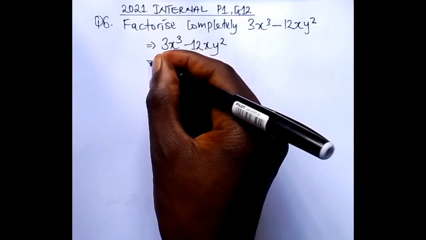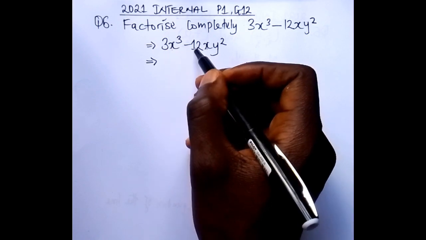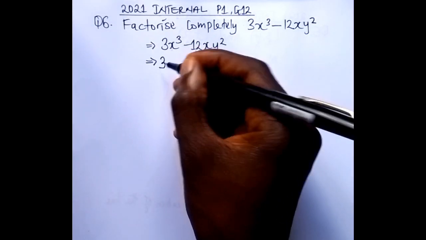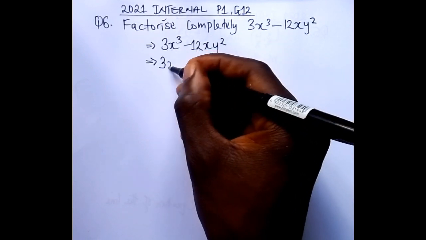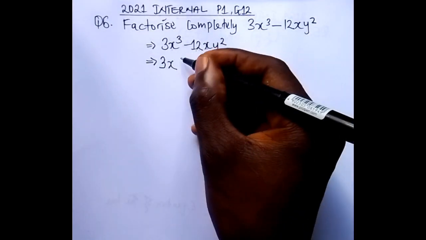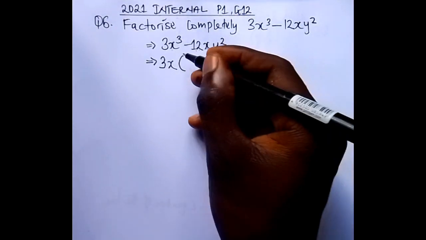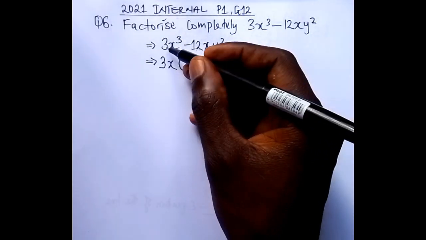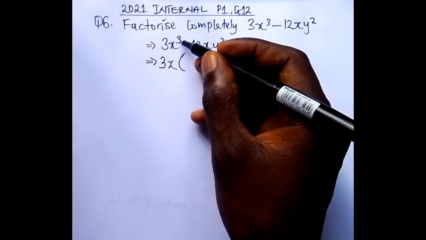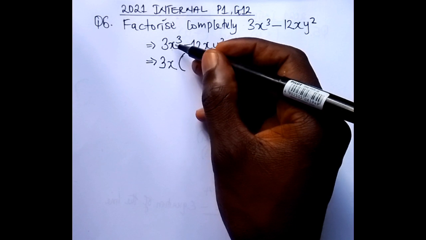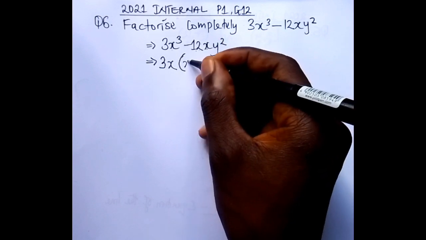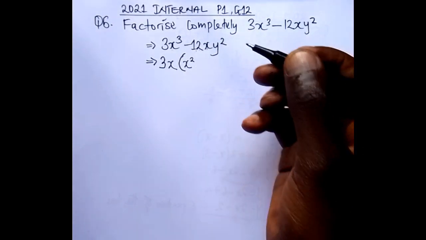So to factor out, for the numbers, we said 3 is common, so we factor out 3. And for the letters or variables, x is common, so we factor out x. Then we open brackets. 3x into 3x to the power 3: 3 into 3 gives a 1, and x into x to the power 3 means we have x squared.